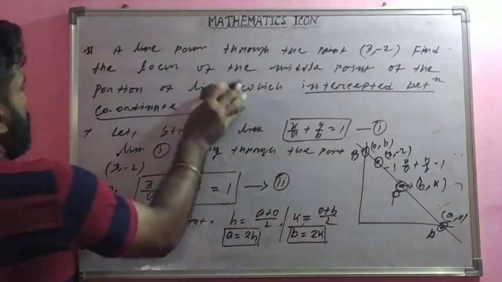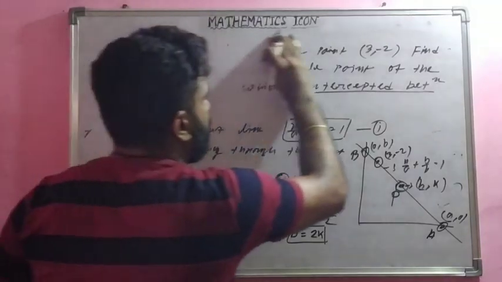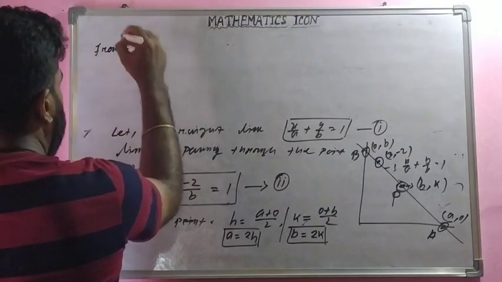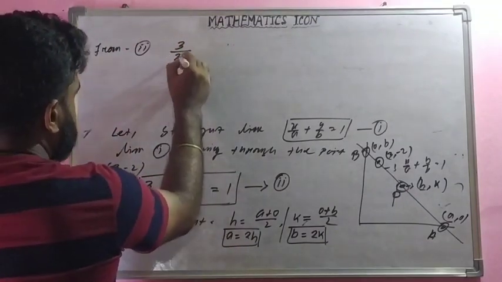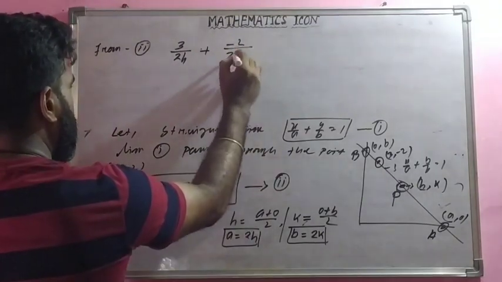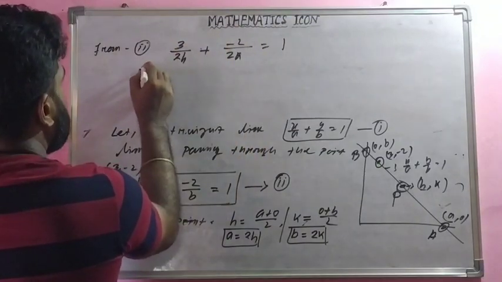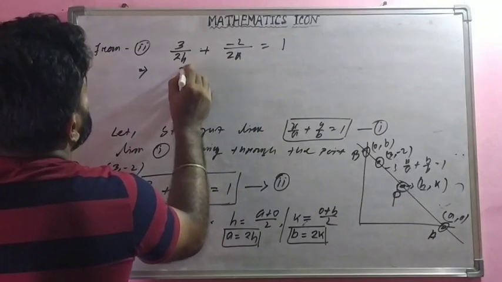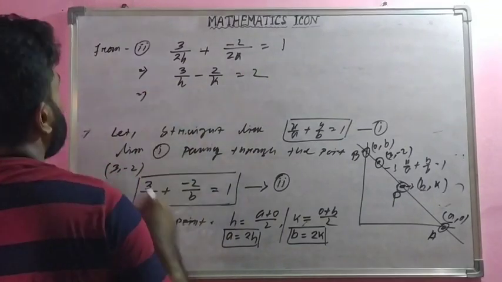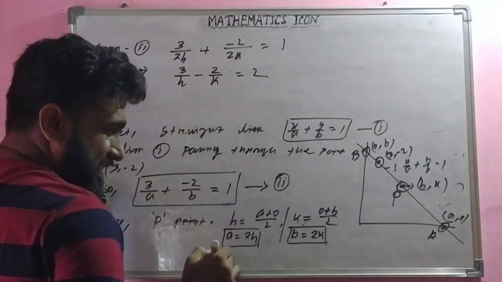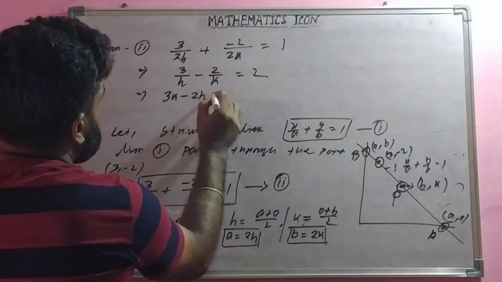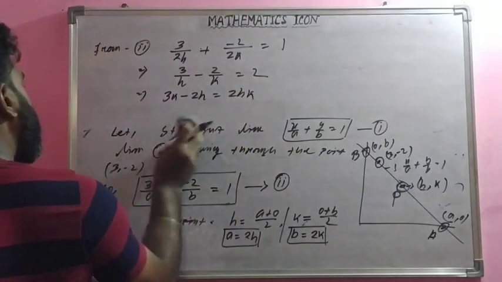From equation 2, 3/(2h) + (-2)/(2k) = 1. So 3/h - 2/k = 2. ठीक है, तो यहां पर अगर मैं एलसीएम करूं, 3k - 2h = 2hk.